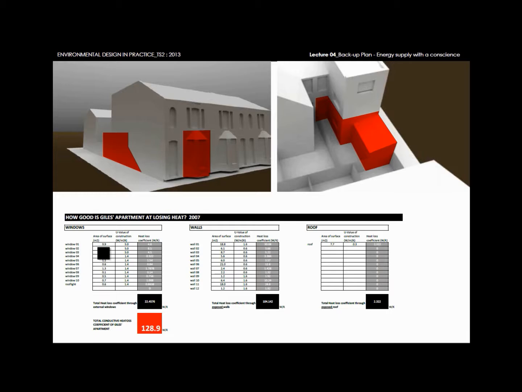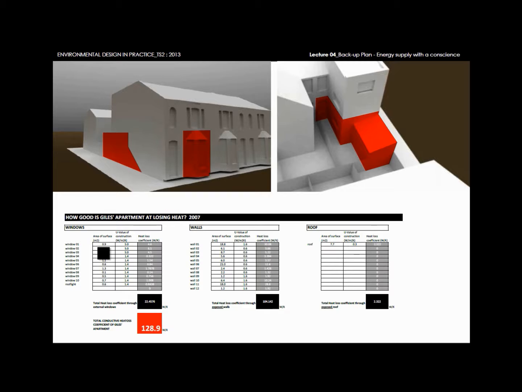Okay, in a previous tutorial I explained to you how to calculate a number. That number was what I call the heat loss coefficient, and that was a measure of, as I expressed it, how good your apartments are at losing heat. Now, it was a very easy thing to calculate, and I hope that the previous tutorial made sense.